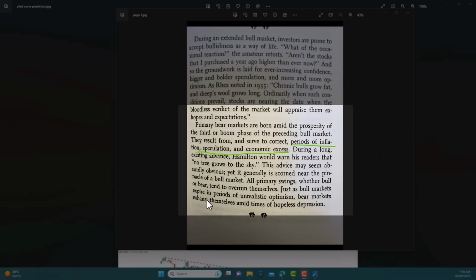Just as bull markets expire in periods of unrealistic optimism, and that's me when I posted bearish charts in December 2021, no one agreed with me. Everyone laughed at me. Even other professional traders and people that have been doing it for decades were laughing. When everyone's on one side of the boat, the other thing will happen. Same thing happens at the end of a bear market when everyone's literally bearish. And if you think about when we bottomed even on this last rally, everyone was bearish, everyone was expecting lower, it's that hopeless depression as well.